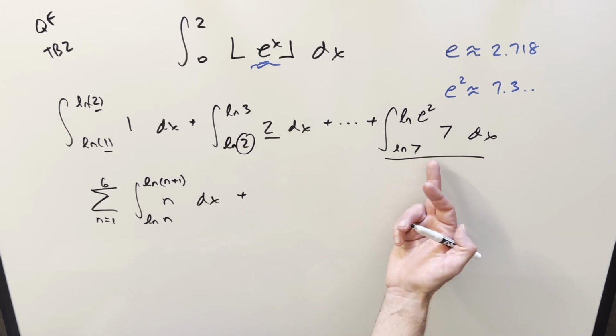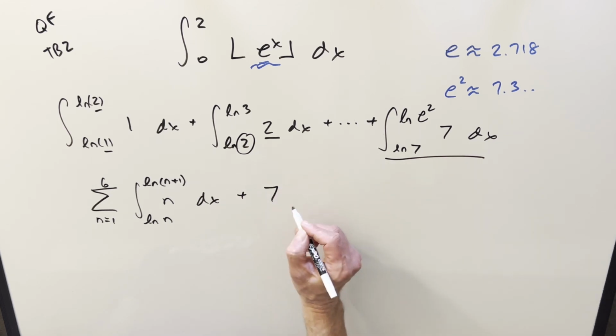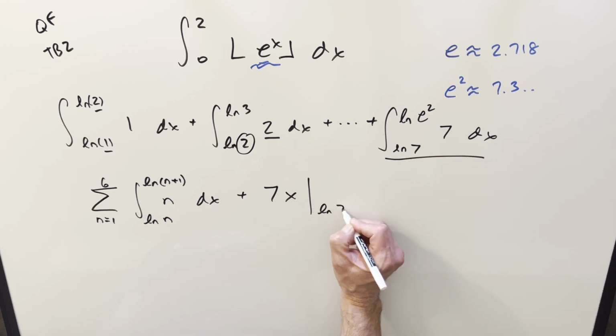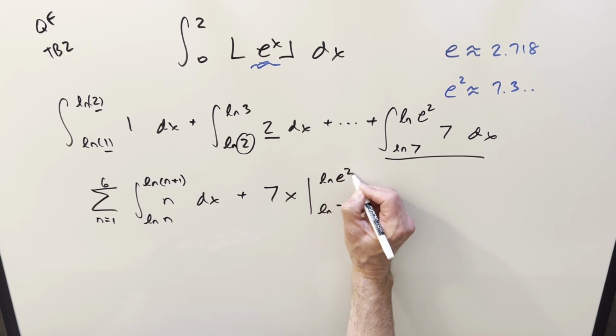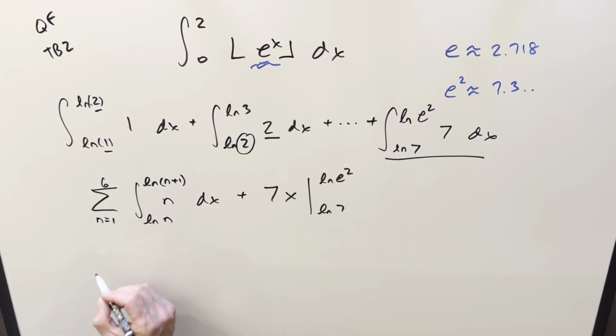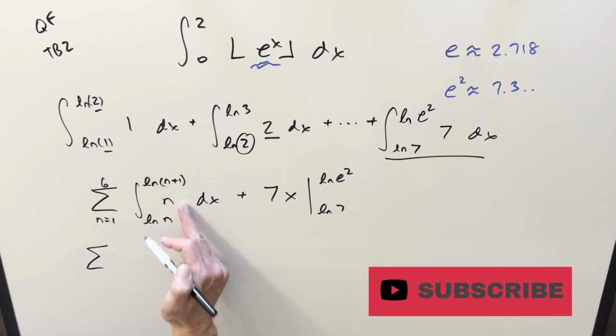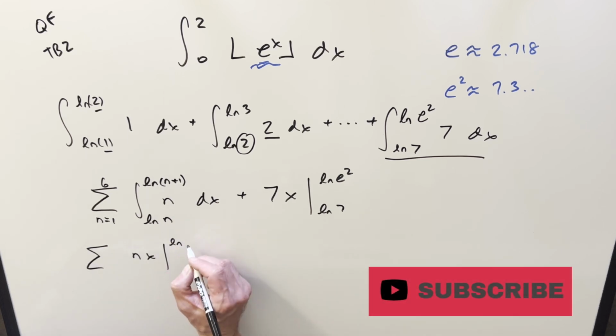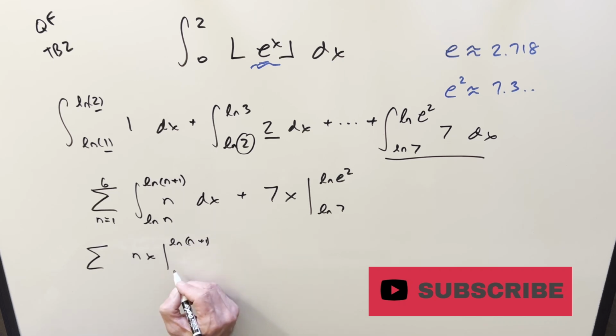And for the second one, we'll just integrate it. It's just integrating a constant. So when you integrate 7, you get 7x evaluated from ln 7 to ln e squared. Coming back to this one, I think we can just integrate this. So when we do that, we're going to get nx evaluated from ln n to ln(n+1).